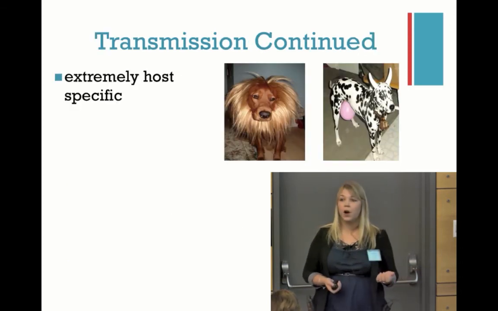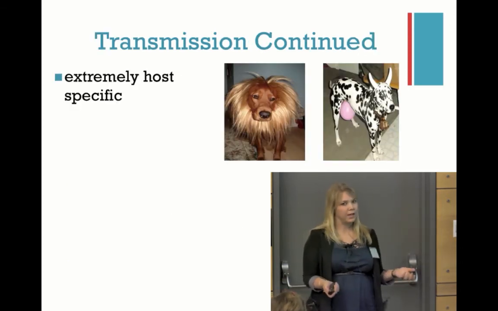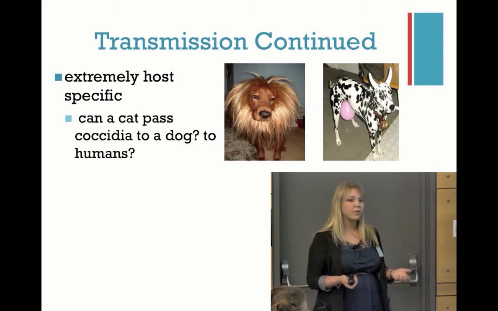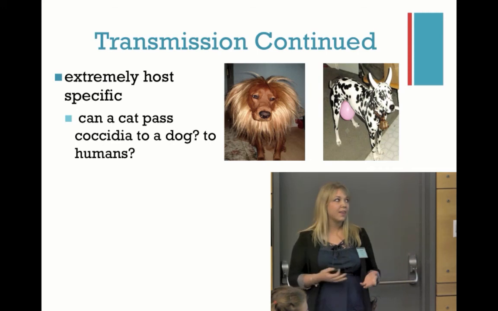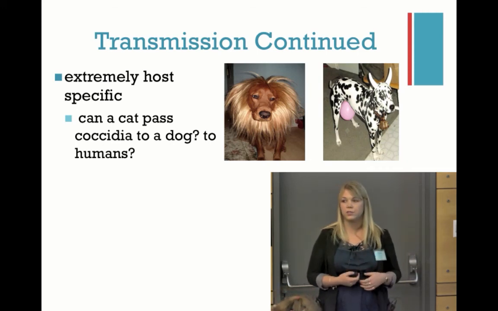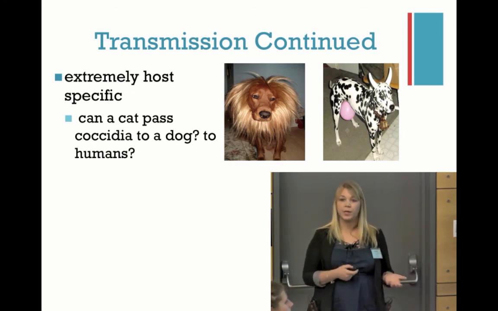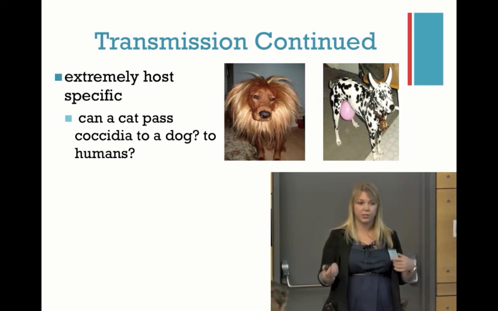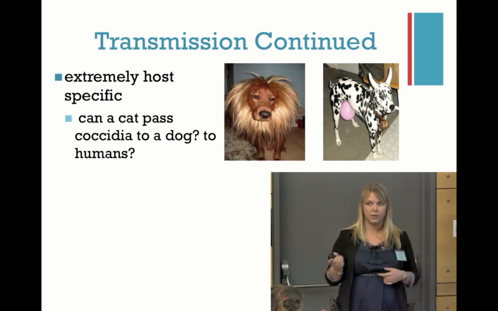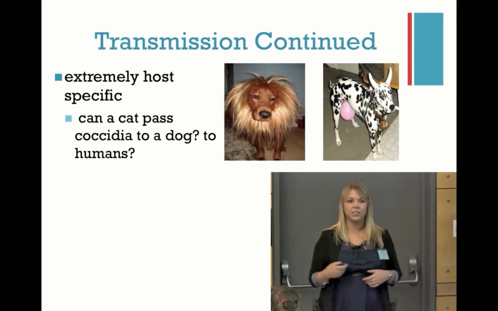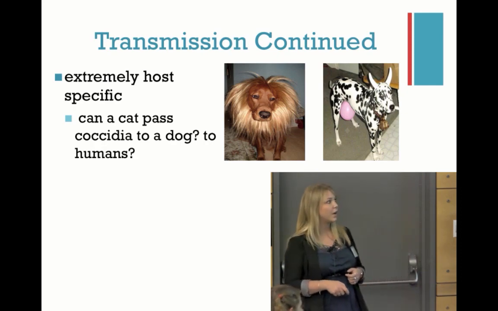So it's extremely host specific, but what exactly does that mean? Can a cat pass Coccidia to a dog? Not really. So the dog can get the cat form of Coccidia, but it's known as a pseudoparasite. So it won't cause infection, it won't cause clinical signs. Same with humans. They don't typically transmit cat or dog Coccidia to humans, but what's the exception? What's always the exception? Toxo, yeah, exactly. So that's the other one that you need to worry about, some zoonotic potential.